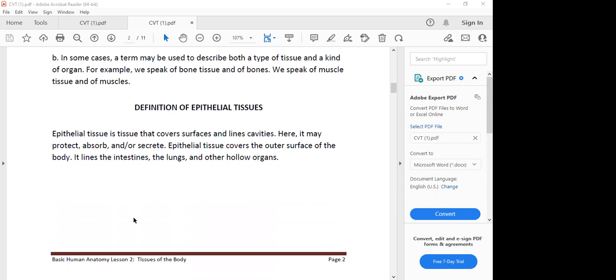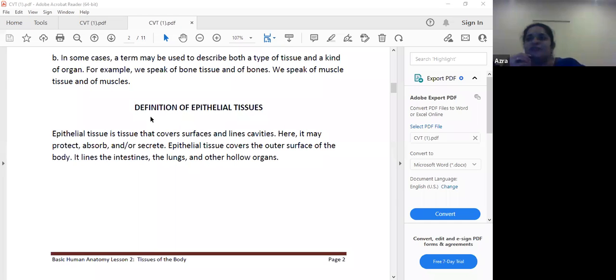So next is the definition of epithelial tissues. What is epithelial tissue? Epithelial tissue is the tissue that covers surfaces and lines cavities. Here, it may protect, absorb, or secrete. Epithelial tissue covers the outer surface of the body. Like this, this is my organ, this is a hand. The upper layer of the surface, just below the skin, is a tissue covering the outer surface. Okay, this is the epithelial tissue.